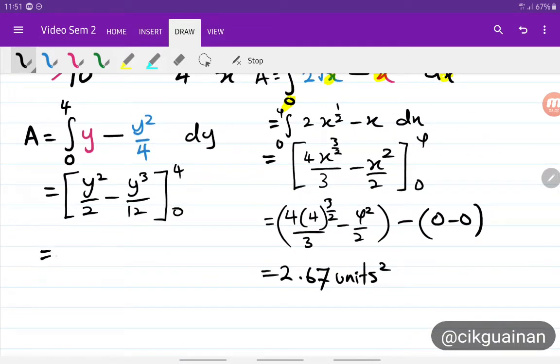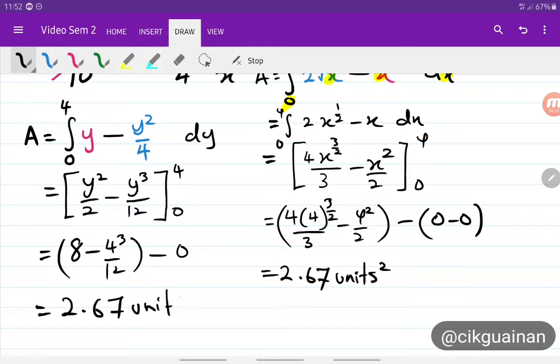Okay, now this one is 16 over 2, 8, minus 4 over 3 over 12. Okay, and then minus 0 also. So 8 minus 8 minus, what's this, 4 power 3, something big. Okay, so as you can see, we get the same answer as well.